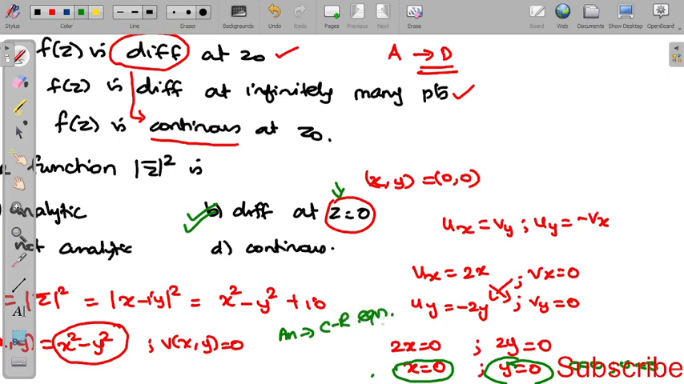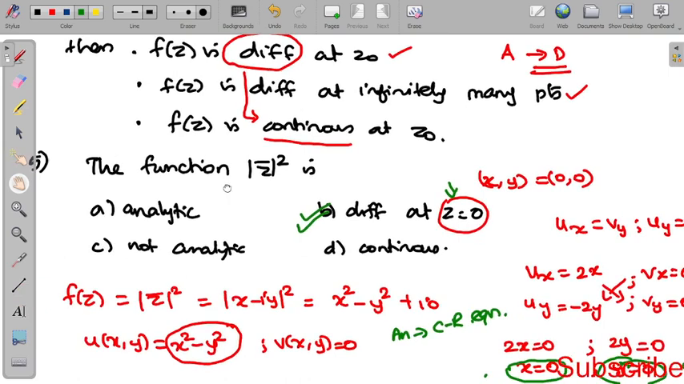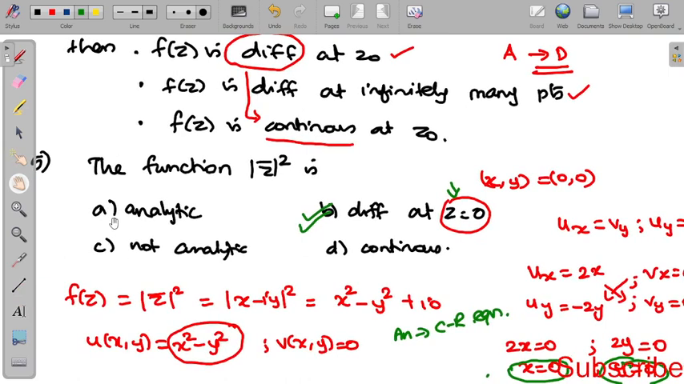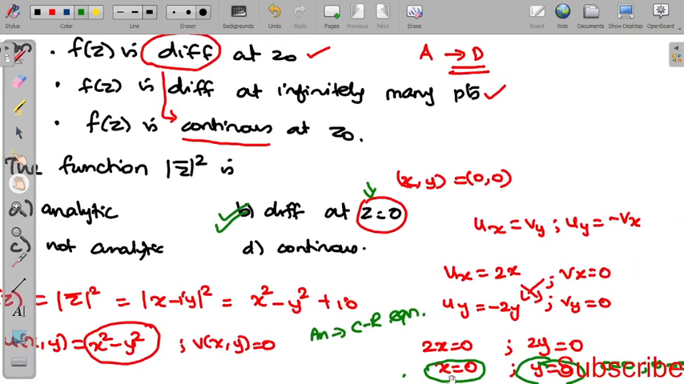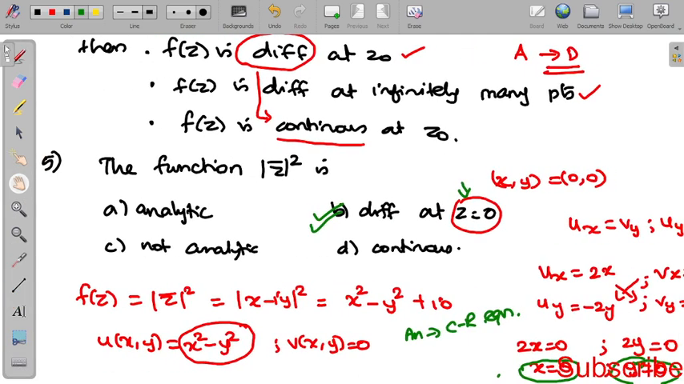For analyticity, the CR equation must be satisfied in a neighbourhood, but in option A, analyticity at a particular point is not given. So here it is not satisfied except at x equal to 0, y equal to 0. So it satisfies only the differentiability at z equal to 0, but it does not satisfy the CR equation at the other points. So it is not analytic. Okay. So differentiable is right, not analytic is right, and differentiable implies continuity. So option D is also right. Thank you.